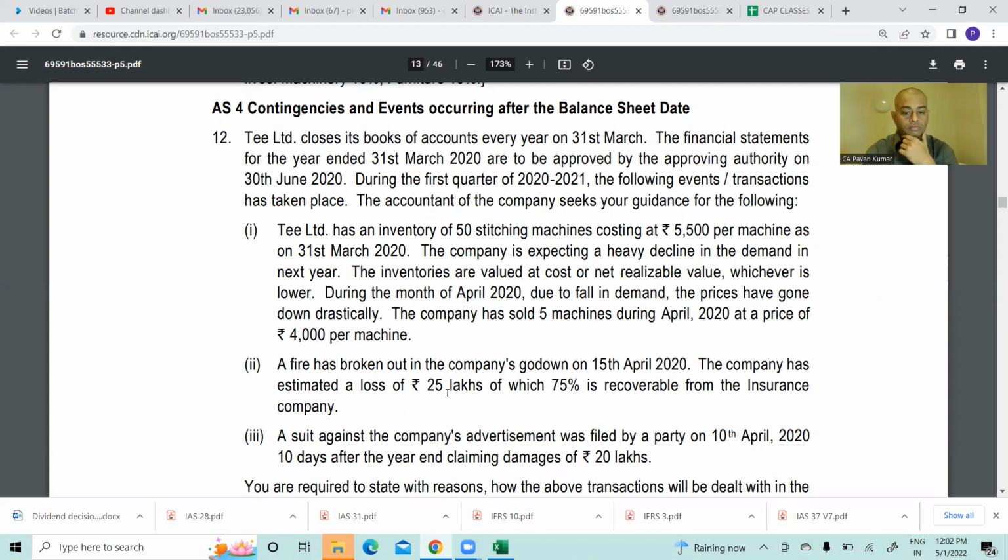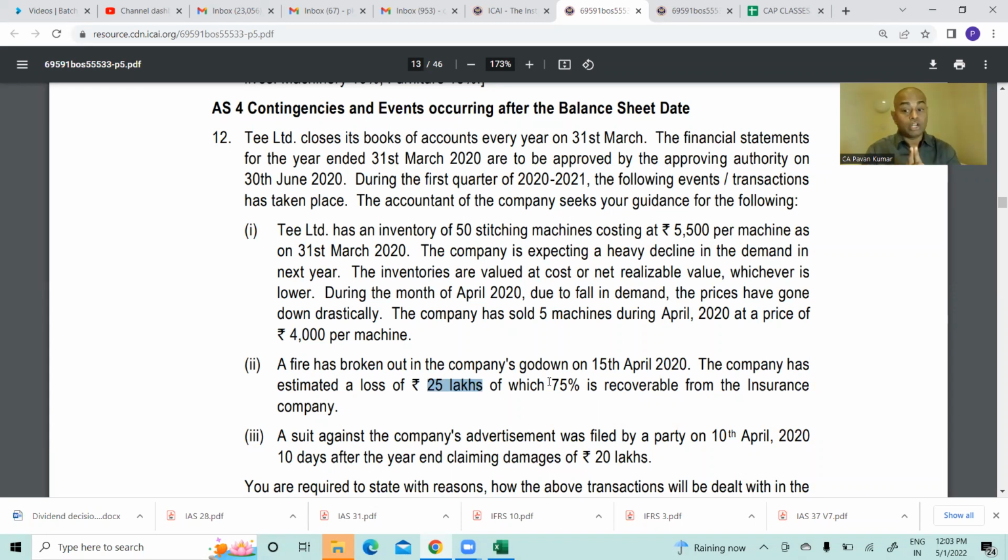Okay. Read, ma. A fire has broken out in the company's godown on 15th April 2020. The company has estimated a loss of 25 lakhs, of which 75% is recoverable from the insurance company. Okay, so you can recognize 25 lakhs loss with a receivable of 18.75 lakhs if it is virtually certain. If it is not virtually certain, it becomes a contingent asset. See, all of you, there is a loss of 25 lakhs. There is a fire accident and the stock got destroyed. 25 lakhs loss. Now you know that the insurance company will pay 18.75 to you.